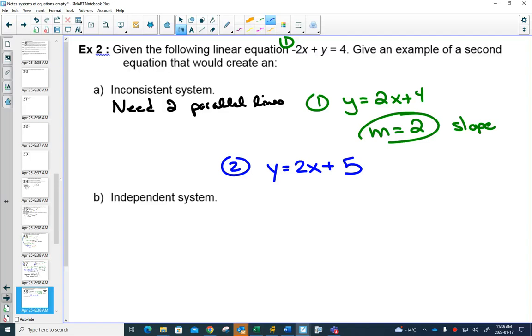Independent. Independent, that's when you have your green line and your blue line need to cross somewhere. What is the only thing necessary for them to cross? Well, there's my green line, it's still 2x plus 4. What would make them cross? As long as their slopes are different, they would cross eventually.